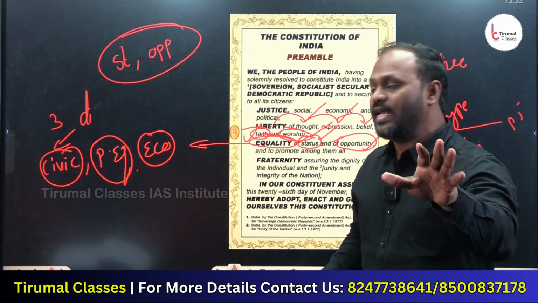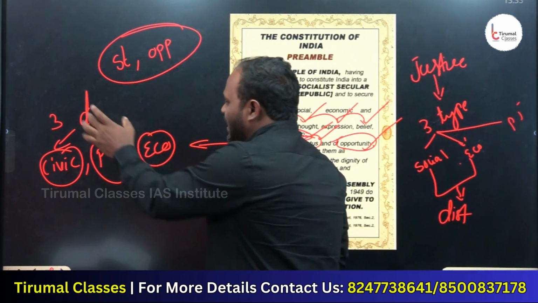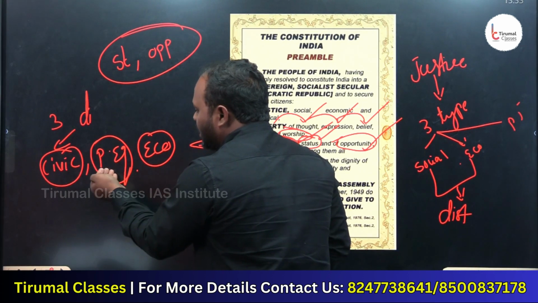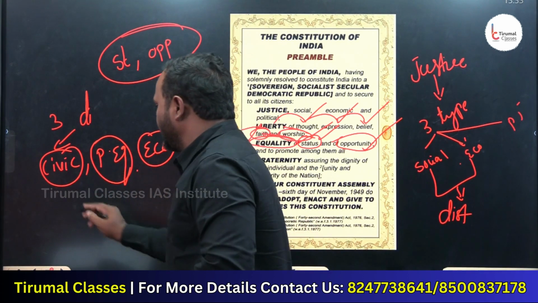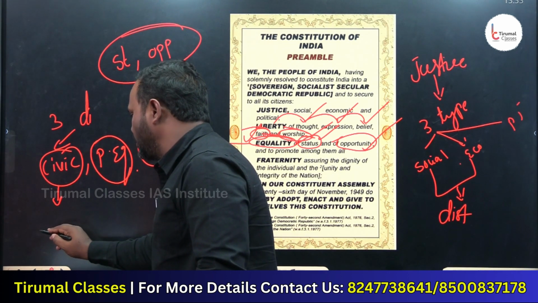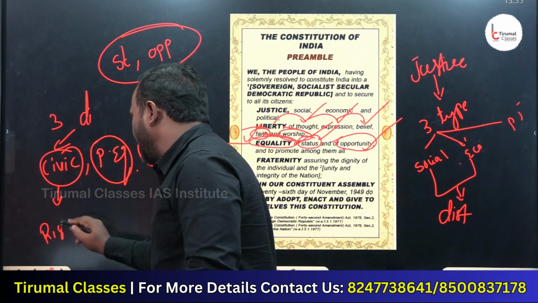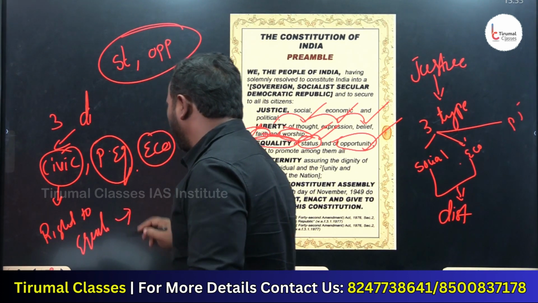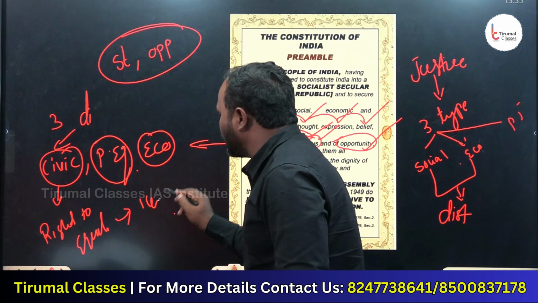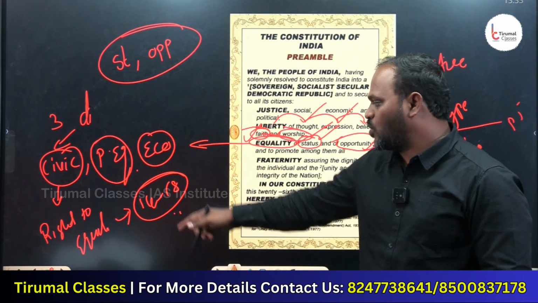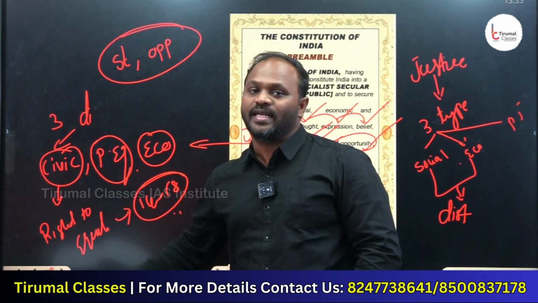We will treat everyone equally. But I said equality can be discussed in three dimensions: civic equality, political equality, and economic equality. When I say civic equality, it is the fundamental right, that is the right to equality, from Article 14 to Article 18. Civic equality means every citizen will enjoy that equality.